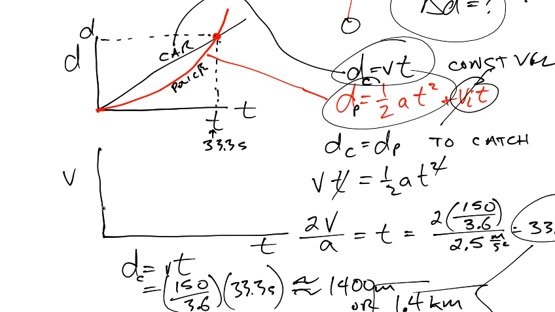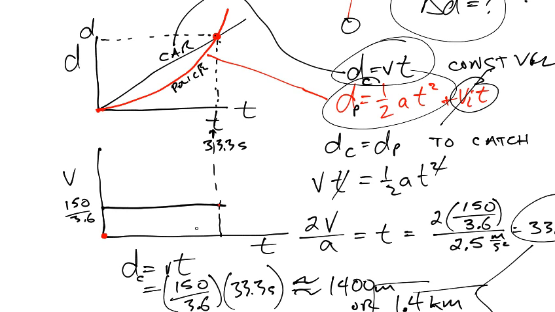Well, let me draw the car first. If I draw the car, that's going to be a flat line. That's the velocity of the car, which was 150 divided by 3.6. And let's take this time down. Now, interestingly, we know that the velocity of the police car starts at 0, but do I finish this off here? No, absolutely not. The police officer is not going the same speed when he catches up to him. How fast is he going?